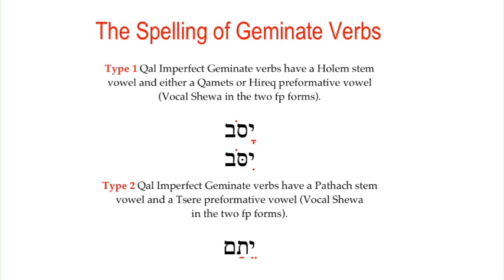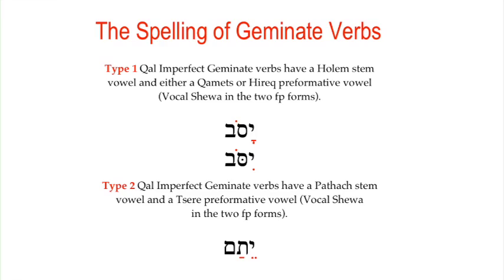Look at the two examples. There is yasov and yissov. You'll see that they have different preformative vowels, qamets in the first example and hireq in the second example. Additionally, the first example does not have a dagesh forte in the first root letter, but the second example does have a dagesh forte.